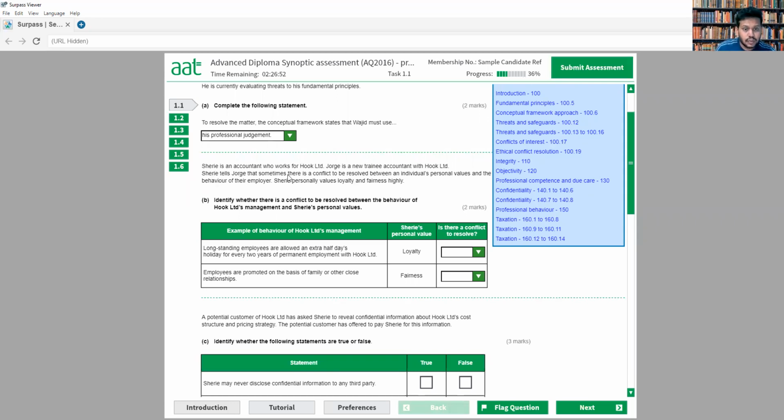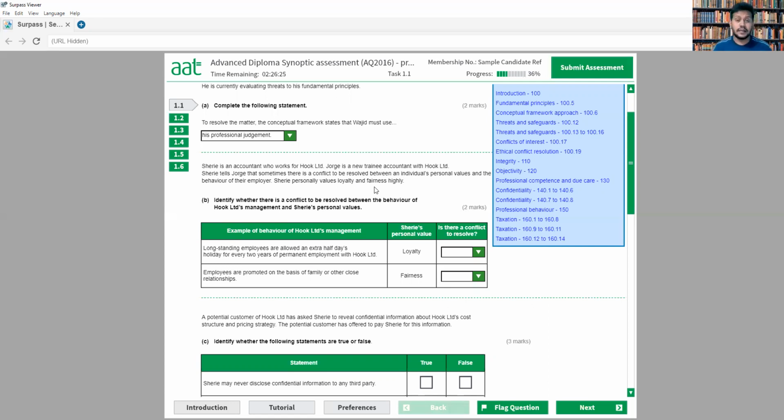The next one we have here: Suri is an accountant who works for Hook Limited, and George is a new trainee accountant with Hook Limited. Suri tells George that sometimes there is a conflict to be resolved between an individual's personal values and the behavior of the employer. Suri personally values loyalty and fairness highly. So it sometimes happens.